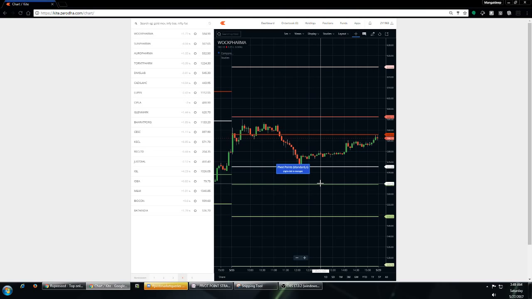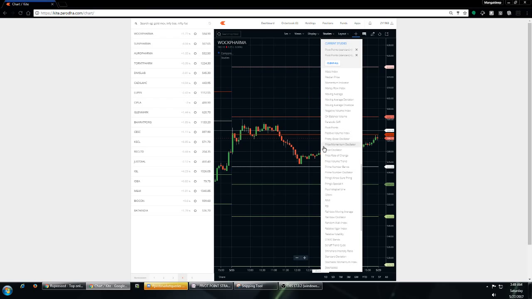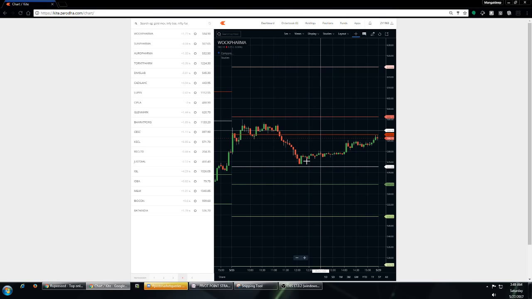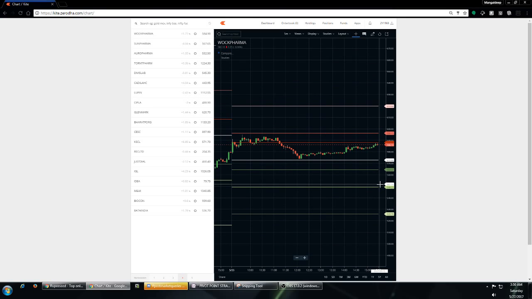Alright, this is my Kite interface. Let me first show you how we draw the pivot points. You go to studies, scroll down to pivot points, click on pivot points, keep all the settings as they are, and click on done. Now you see these 7 horizontal lines being drawn. The white one is the pivot point itself, the 3 red lines are R1, R2 and R3, and the 3 green lines are S1, S2 and S3.